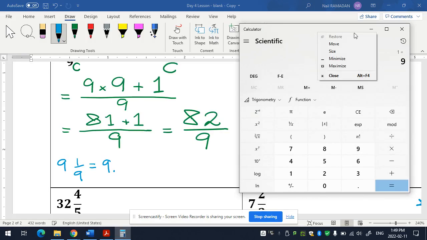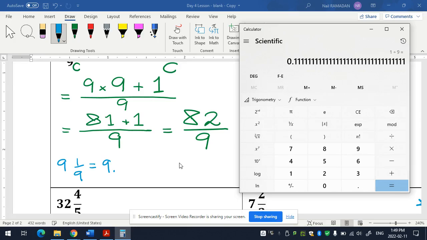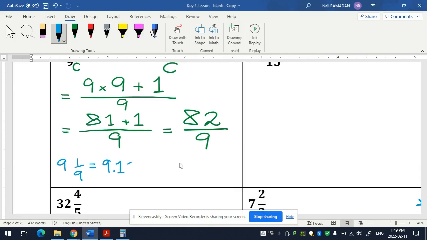By the way, 1 divided by 9 is an infinite decimal. It's an infinite string of ones. I'll take just a couple of ones. So 9.11, like 911. How about what we claim to be the correct answer? 82 over 9.